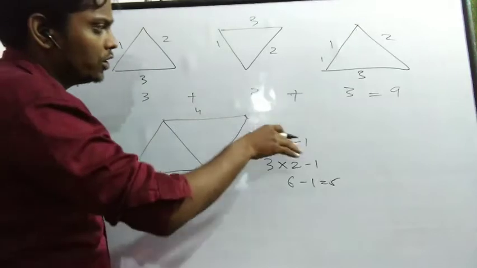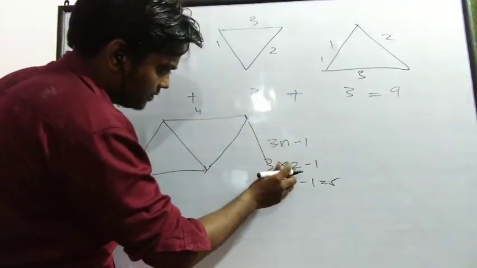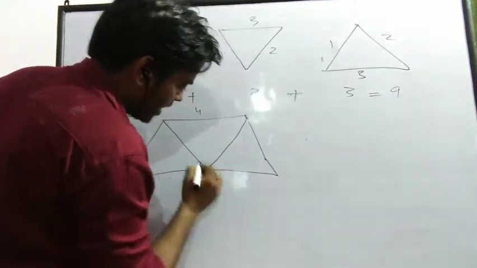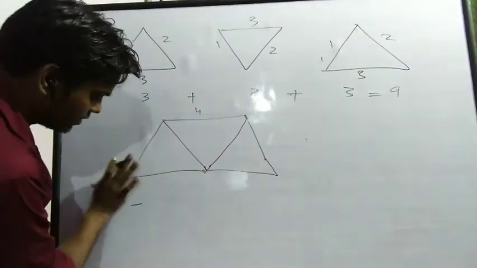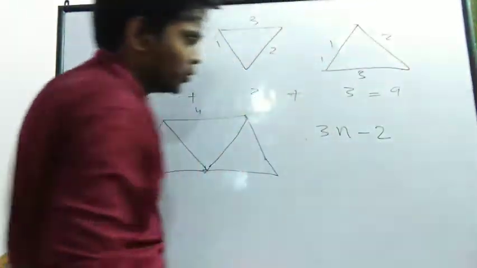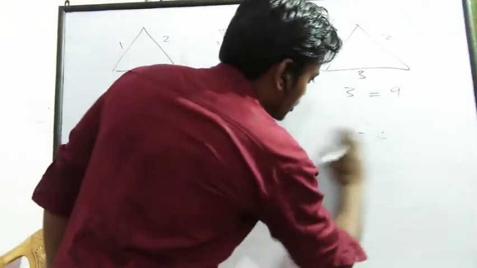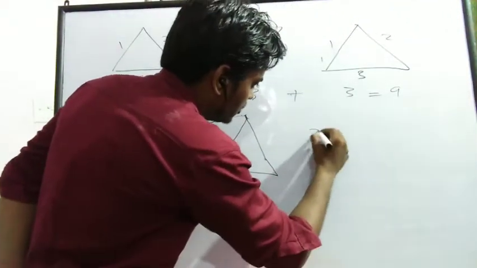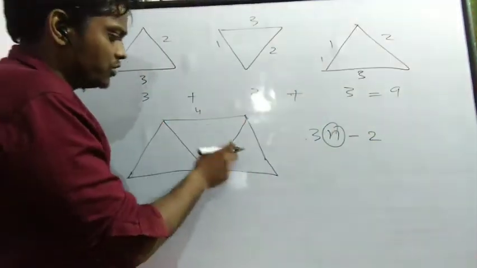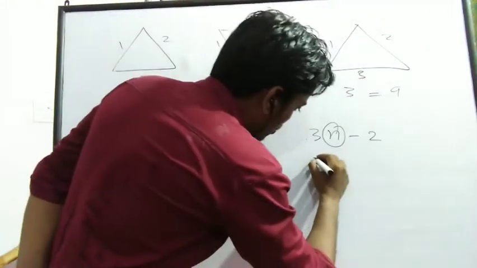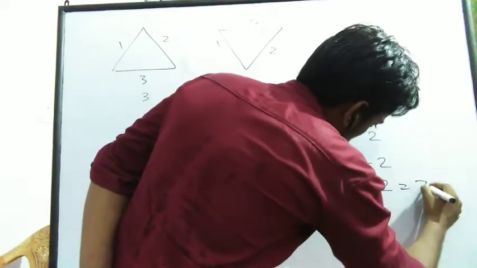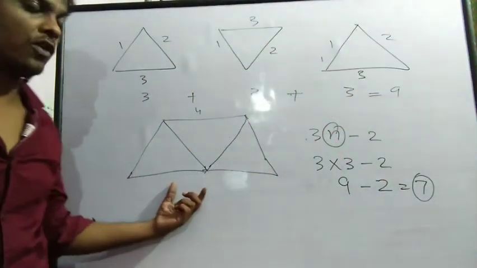If we are joining all three triangles, then it will become like this. Okay, it will become like this one. So what is the formula? This is 3n minus 2. See, 3n minus 2. n stands for 1, 2, 3. We require three triangles. So 3 multiplied by 3 minus 2, that is 9 minus 2 is equal to 7 matchsticks required to form this one.